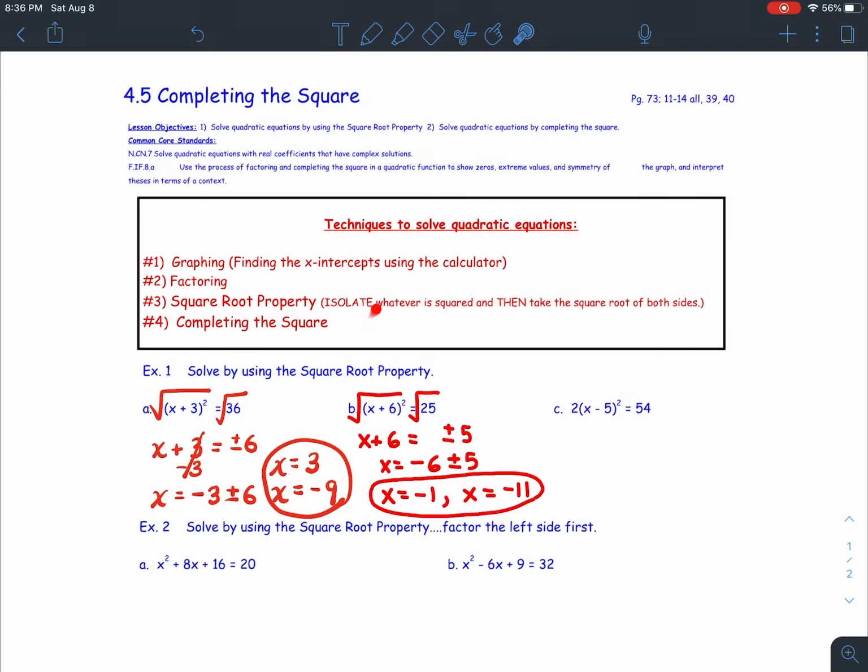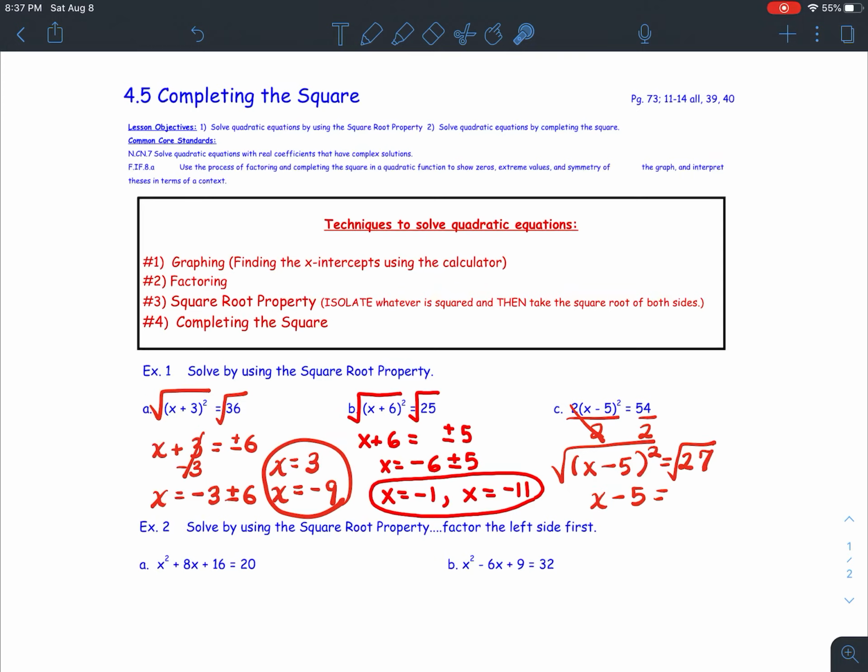Now the key with this, and again this is just the square root property, is making sure that before you're taking the square root of both sides, you have isolated all by itself whatever's squared. I want you to look at example C and be very careful. Notice what's being squared is the quantity x minus 5. This 2 that is sitting in front has nothing to do with the exponent that's there. So before I jump the gun and take the square root of both sides, I need to remove that 2 that's in front. Now I've isolated what's being squared.